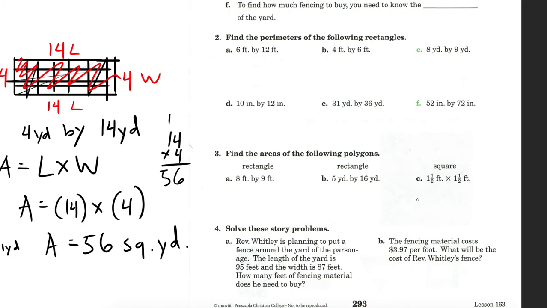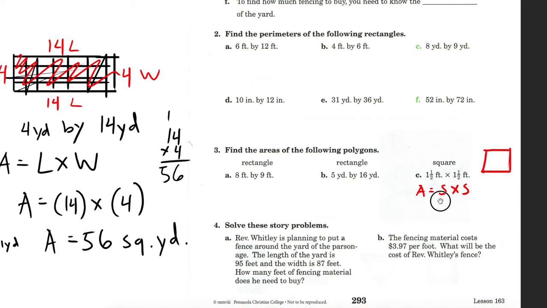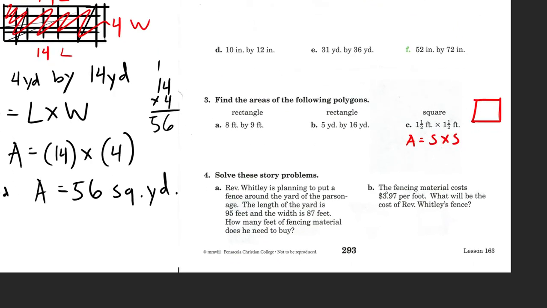For squares, very easy. Just area equals side times side. You just multiply one side by one side, and you'll get the area. This is a little bit trickier because there is a fraction, but we've multiplied fractions before. You'll be multiplying 1 1/2 times 1 1/2. Change it to an improper fraction, multiply that, and so on. Make sure your answer is in square feet.